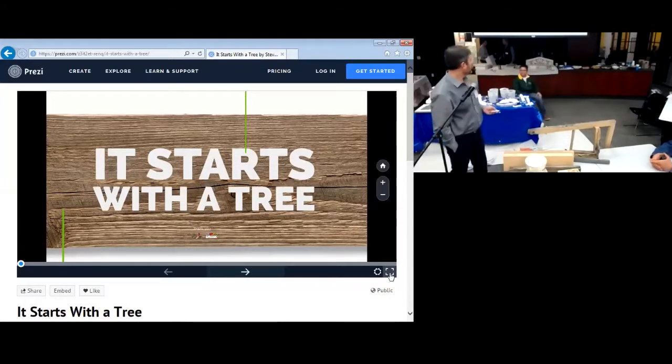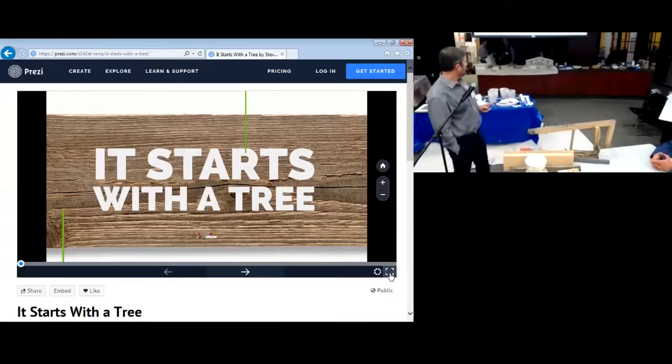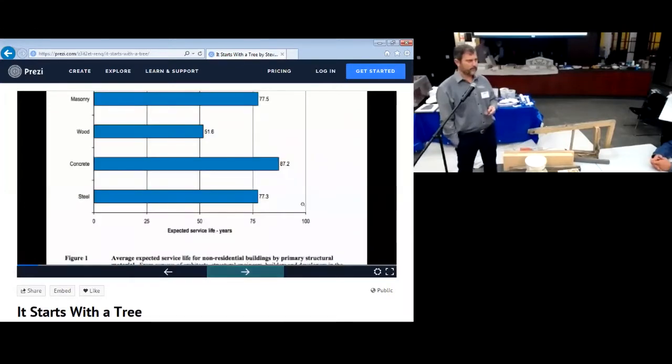So just to set it into context, I'm the weakest link of everybody that's presenting today. This is a chart of life expectancies of buildings. And you can see that concrete, steel, and masonry far outpace wood structures. But again, I'm going to talk a little bit less about the structure itself and talk more about the wood elements.